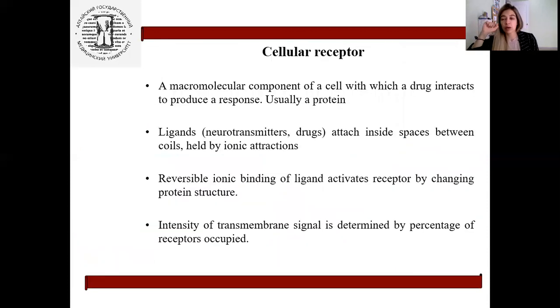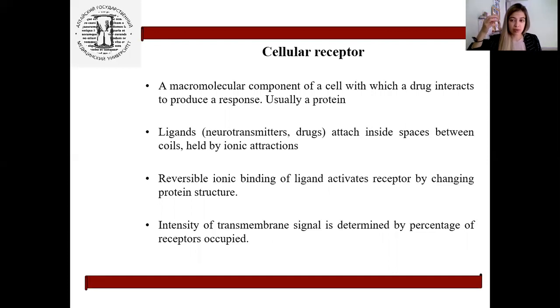Okay, let's talk about the cellular receptor. This is a macromolecule component of the cell with which a drug interacts to produce a response. Usually this is a protein. Ligands, which are actually our natural neurotransmitters, or it can be not natural chemicals, drugs, they attach inside spaces between the coils held by ionic attractions. And after that, reversible ionic binding of the ligand activates the receptor by changing the protein structure.